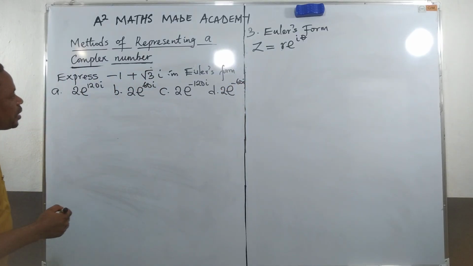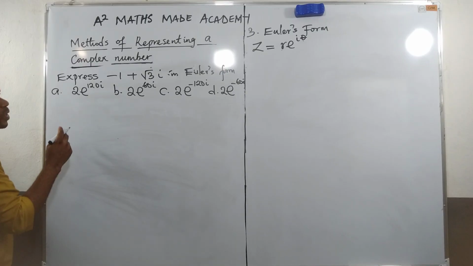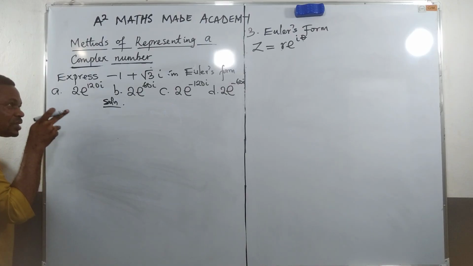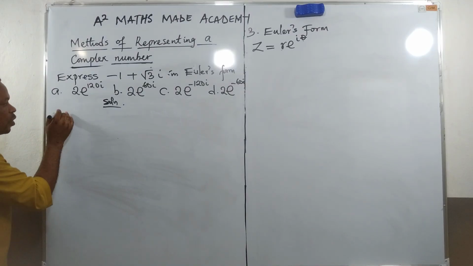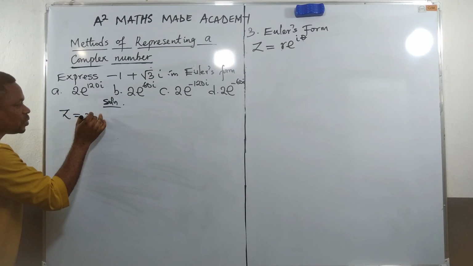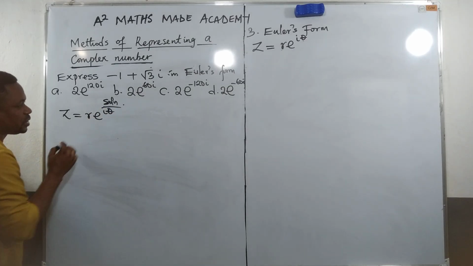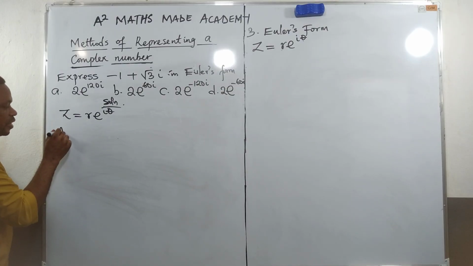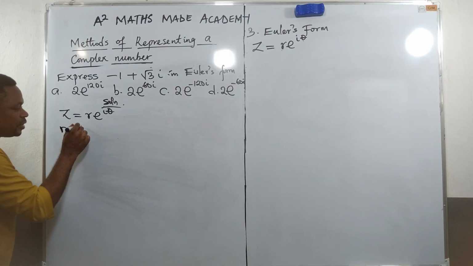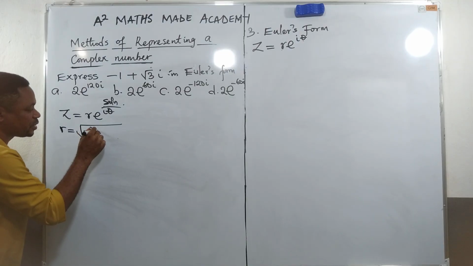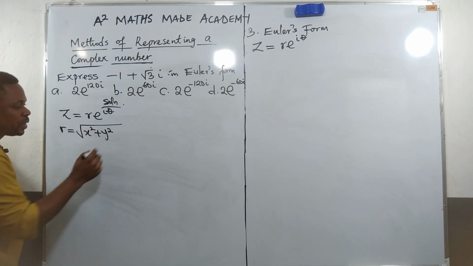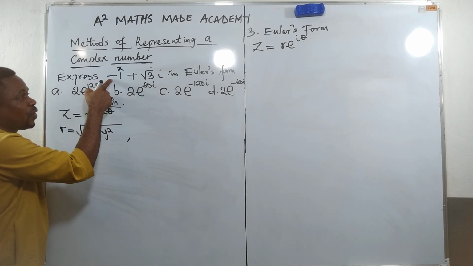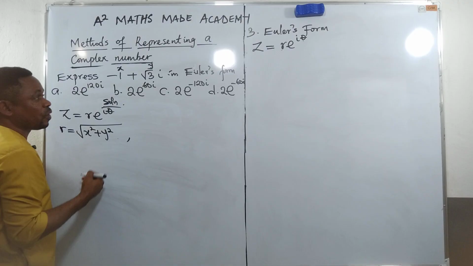Are you with me? Since the question says we should express it in Euler form, the first thing is to state the method of Euler form, which says that z is equal to r exponential i theta. Now, the first thing we are going to generate is the modulus. Remember, I said the modulus r formula is the square root of x squared plus y squared. Then from the question, you agree with me that the value of x is minus 1, and the value of y is square root of 3.